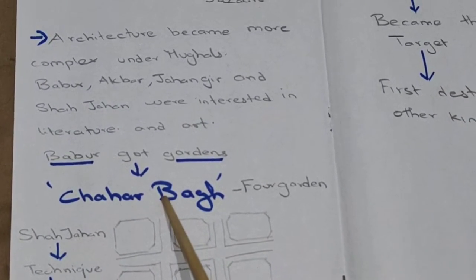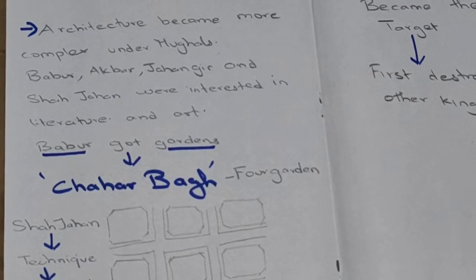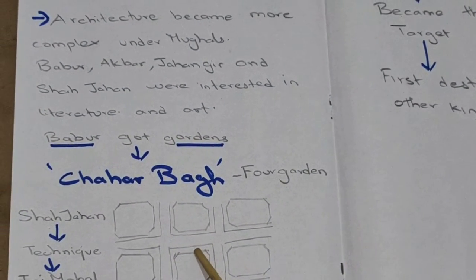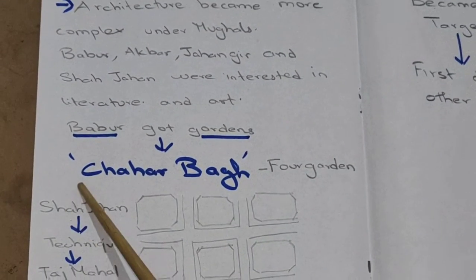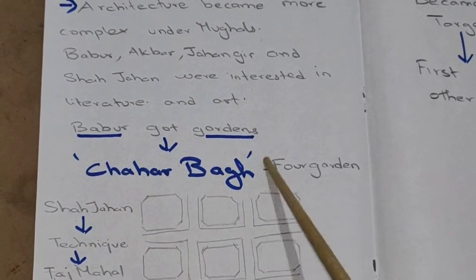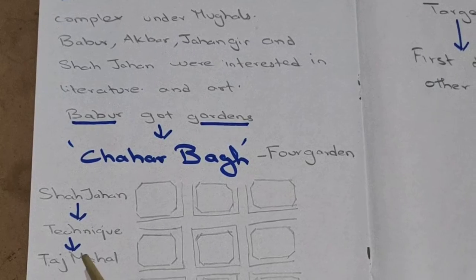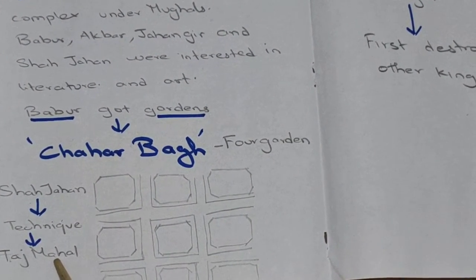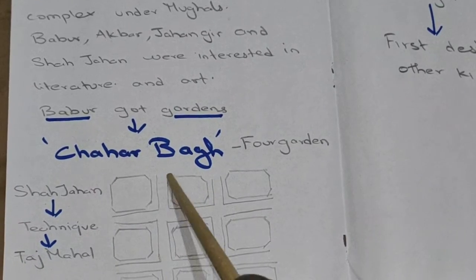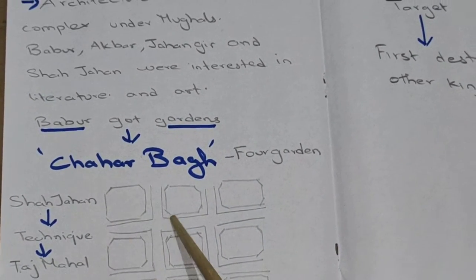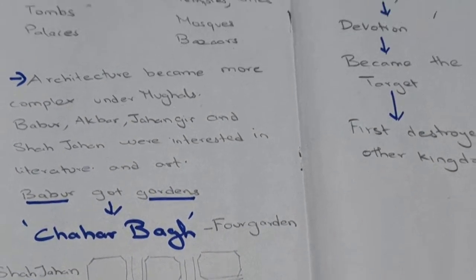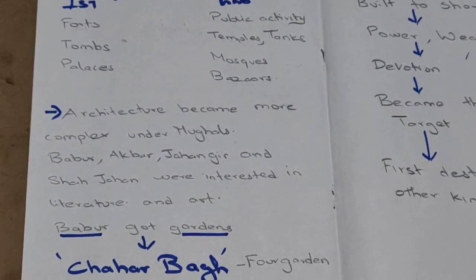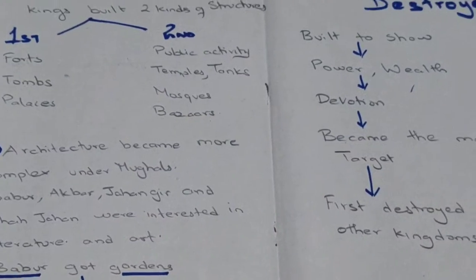The first Chahar Bagh was built by Babur. The gardens had a symmetrical division. Shah Jahan copied this Chahar Bagh technique in the construction of the Taj Mahal. If you see the Taj Mahal from the front, it has the pattern of the Chahar Bagh. The garden is laid in this pattern. So you can see how the difference in architecture came up during the Mughal period.